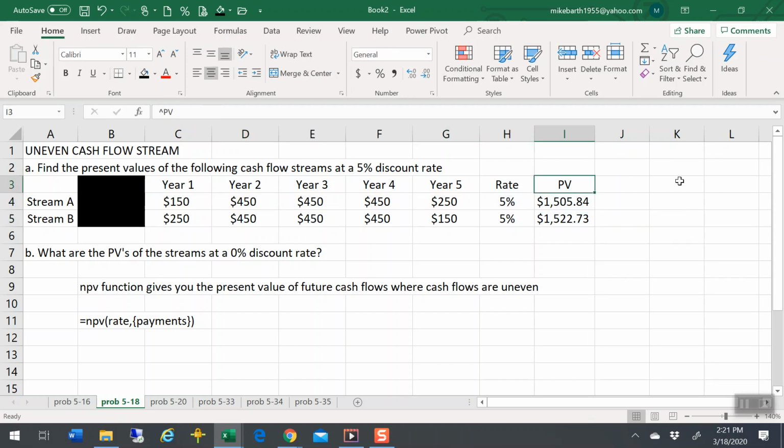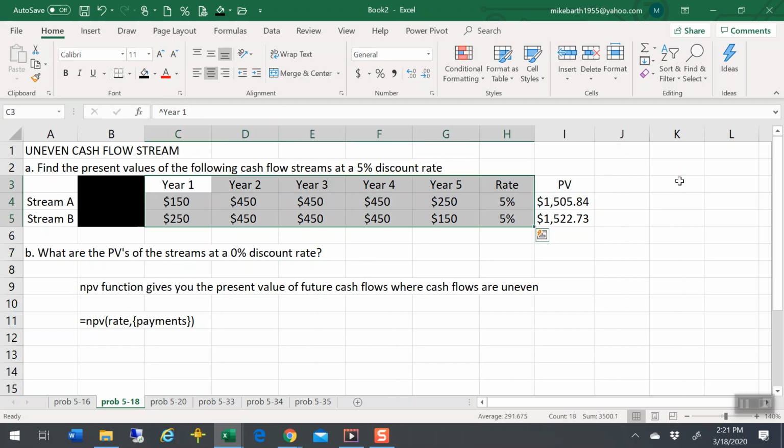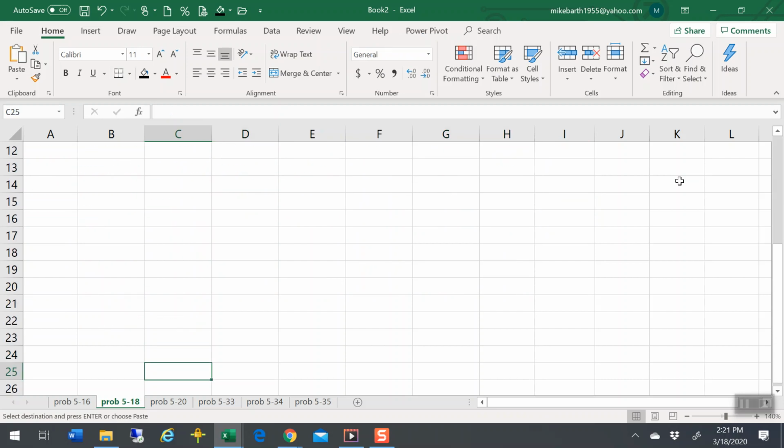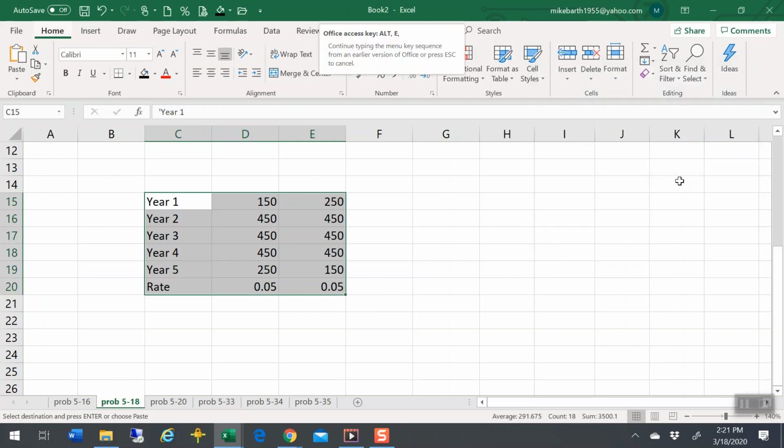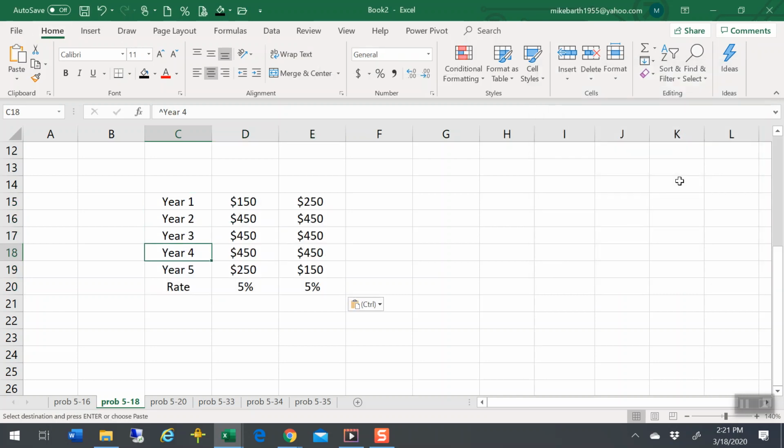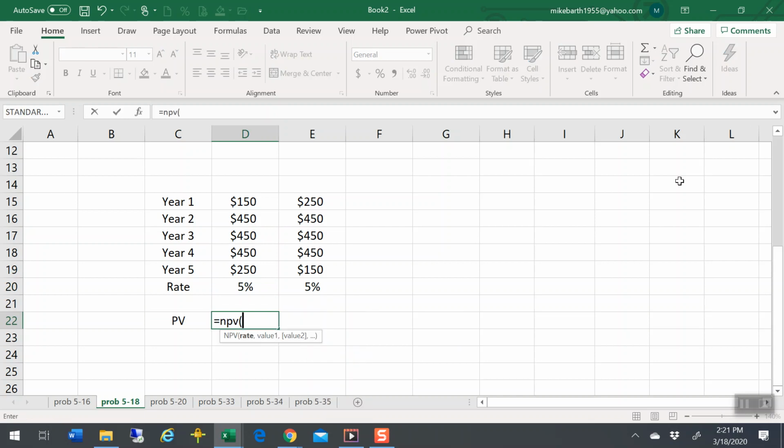Now, if we were to take the present value of these, I'm going to actually flip these so you could do it. You can actually calculate this if all the numbers are in one column as well. All right, so equals NPV, open parens, and then do the rate, and then just cover up the cash flows for years 1 through 5.